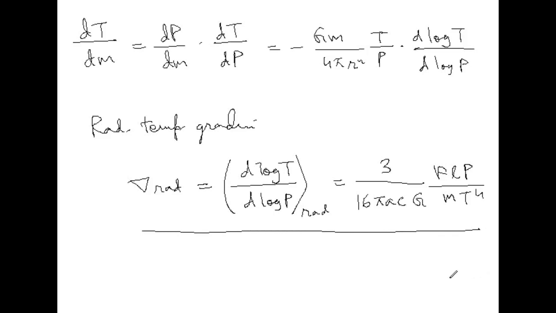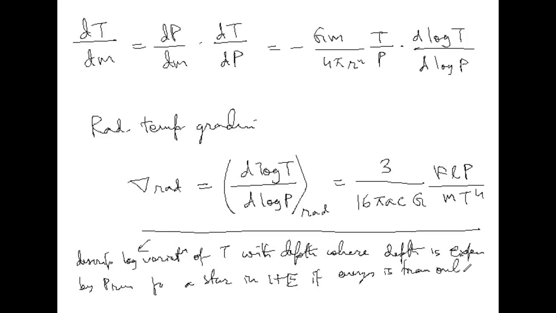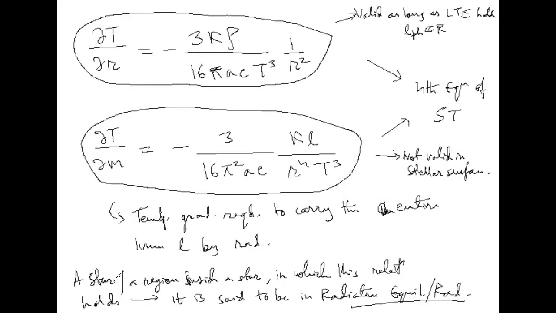This describes basically the logarithmic variation of temperature with depth, where the depth is expressed by pressure, for a star in hydrostatic equilibrium if energy is transported only by radiation. Okay, so remember this. Fine.